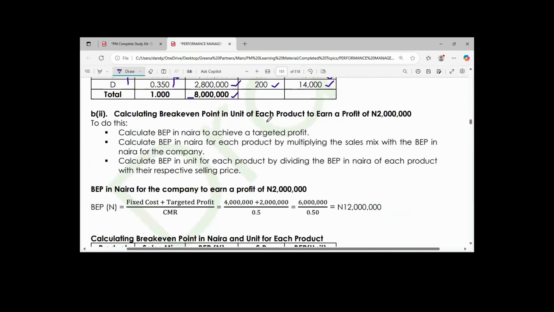Calculating break-even points in units of each product to earn a profit of 2 million. To do this, one, calculate break-even points in naira to achieve a targeted profit. Two, calculate break-even points in naira for each product by multiplying the sales mix with the break-even point in naira for the company. Then three, calculate break-even point in units for each product by dividing the break-even point in naira of each product with their respective selling price. So this is just as we have done previously.